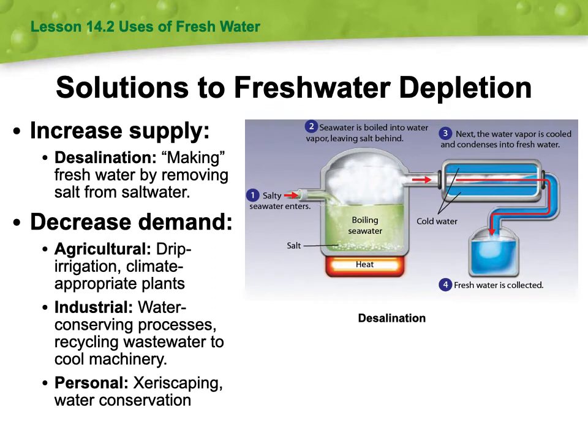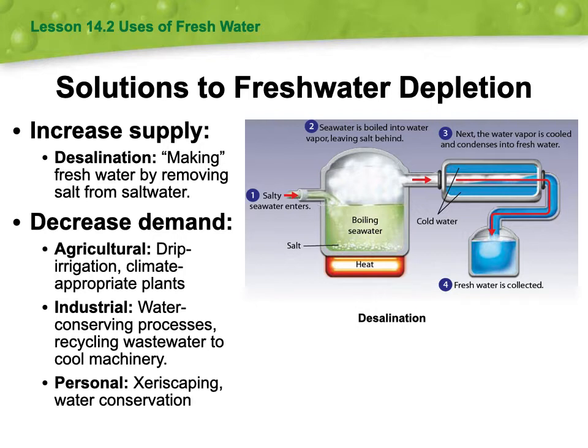Some more terms to be familiar with here, especially when we're looking at solutions to freshwater depletion. If we're looking to increase supply, desalination is a process that could make fresh water by removing salt from the seawater. There's a diagram over here on the right that talks about desalination. It's really as simple as boiling water.